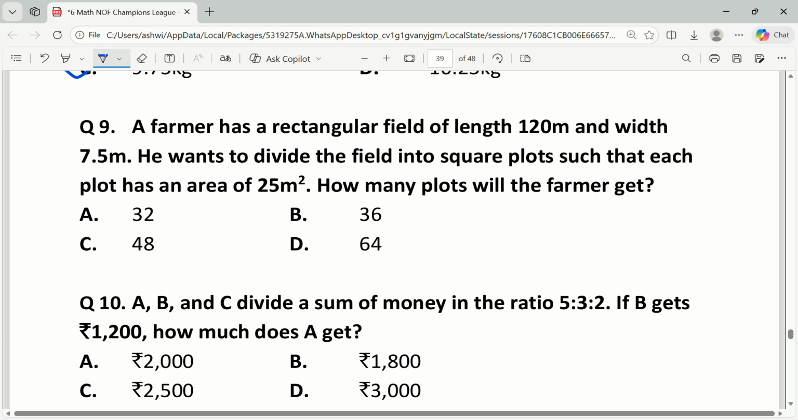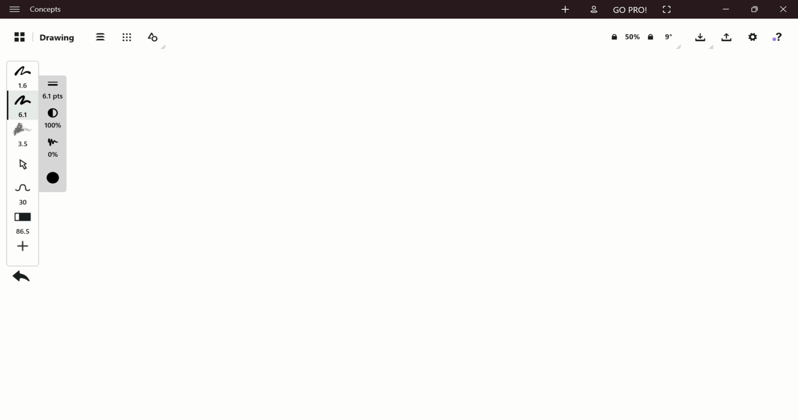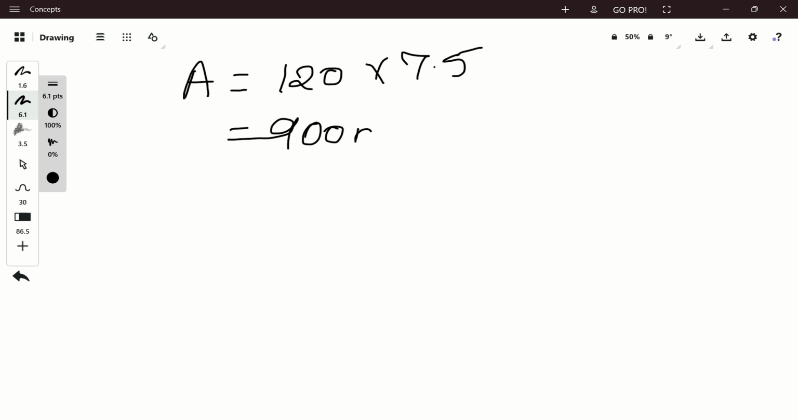Question 9. A farmer has a rectangular field of length 120 meters and width 7.5 meters. He wants to divide the field into square plots such that each plot has an area of 25 meters. How many plots will the farmer get? The total area of the field is equal to length into breadth, which is equal to 120 into 7.5, which is equal to 900 meters square.